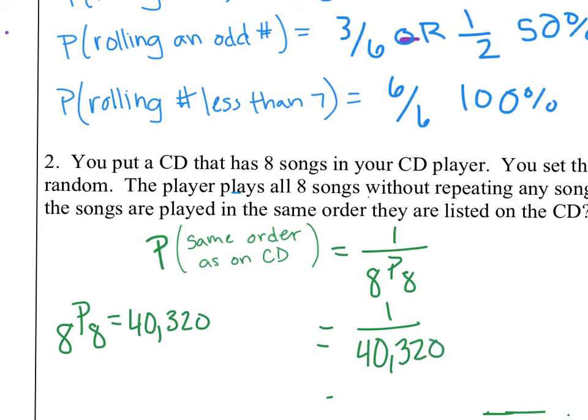Which is a large number. So 1 divided by 40,320 as a percent is going to give you less than 1%, so I'm not going to write that. It's going to be 0.002%. So leaving it as a fraction is fine. 1 in 40,320 chances of you playing those 8 songs in the same order that they have it on the CD.